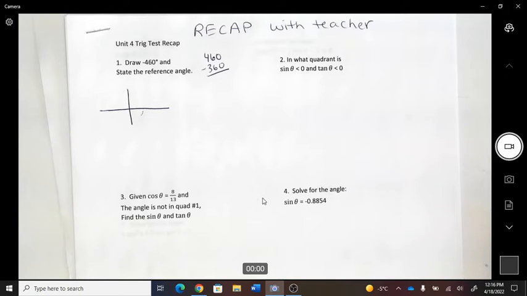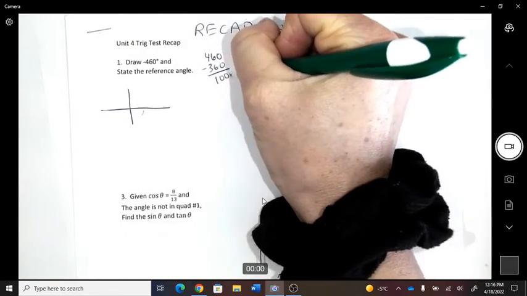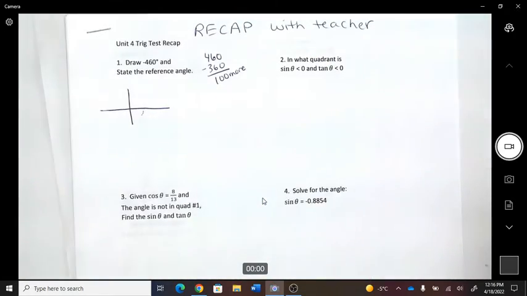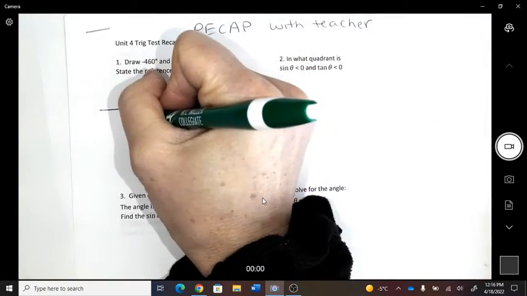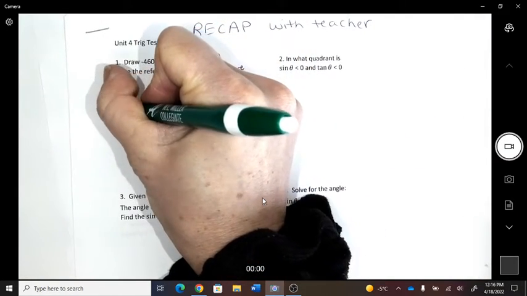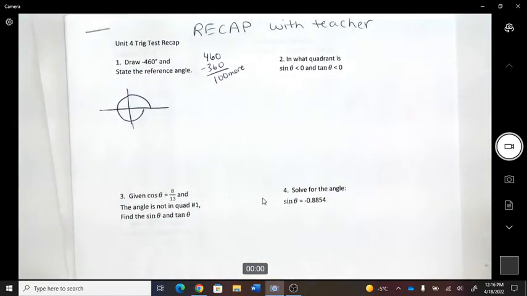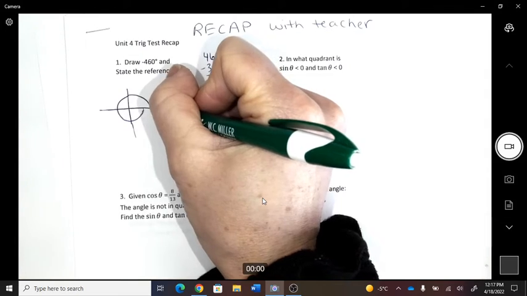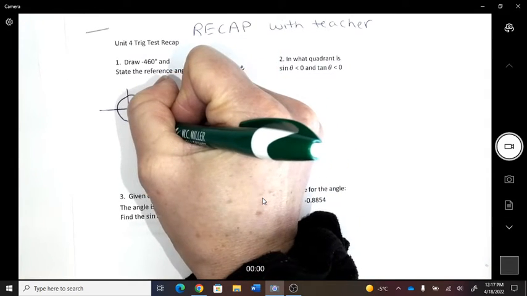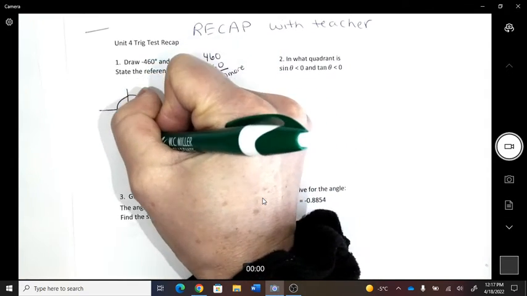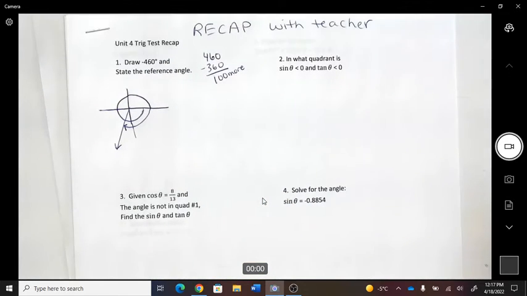That could be a mental math one, right? Does it make sense that we're going to go 100 more? Okay, so I'm going to draw, pretend it's like snowboarding or skateboarding. You're turning one circle plus 100 degrees more, and you're rotating backwards. So there's one rotation, and 100 degrees more. Well, I know that this is 90. Does that make sense?